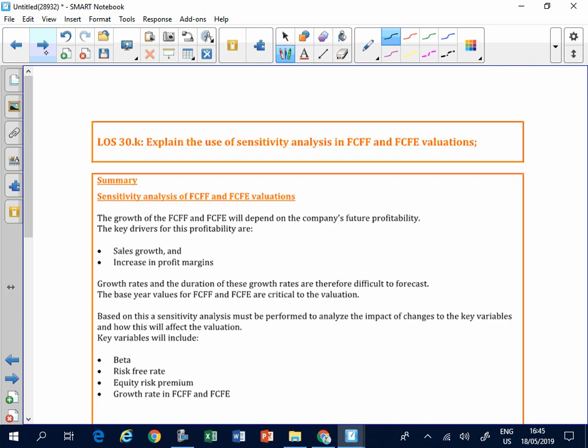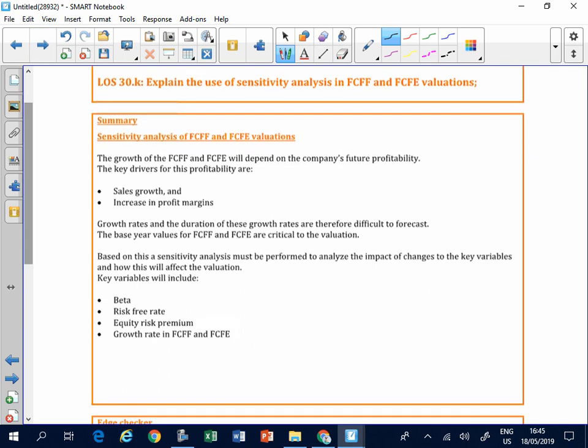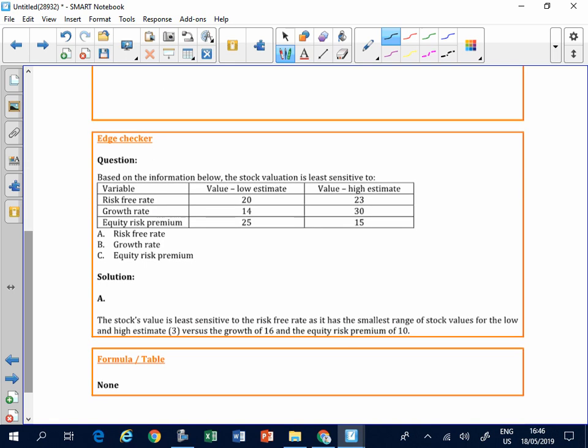Okay, I hear you. Okay, sensitivities. High beta, so higher growth, positive for the company. Increase in profit margins, positive. If you have a higher beta, that's negative because it increases your discount rate. A higher risk-free rate, negative because it increases your discount rate, which decreases your value. High equity risk premium, that's negative because it increases your discount rate. And high growth rate, that's positive. Okay, that's basically the sensitivities.